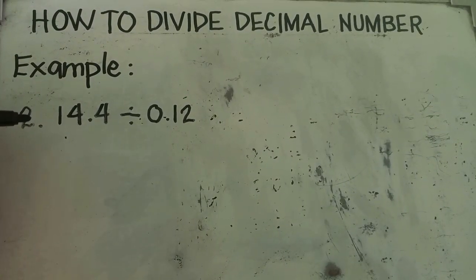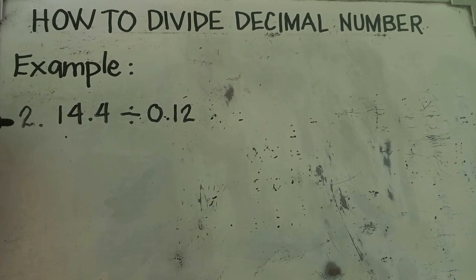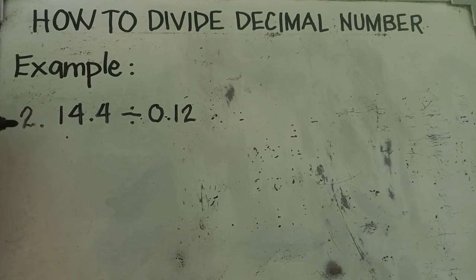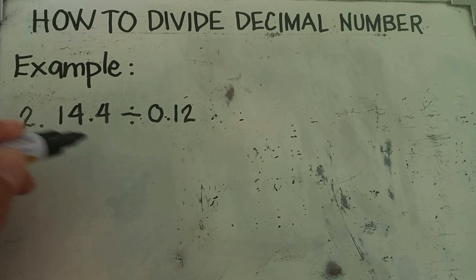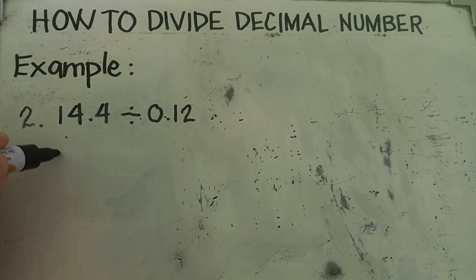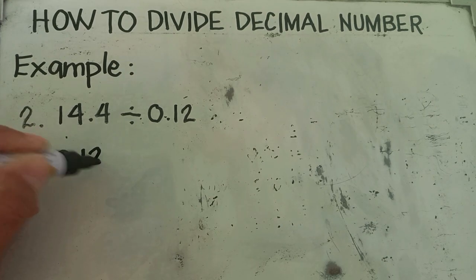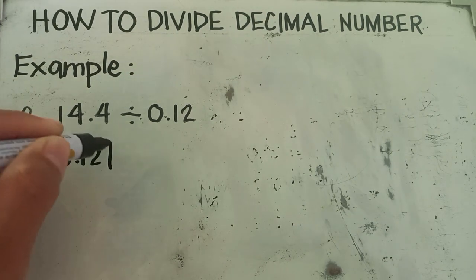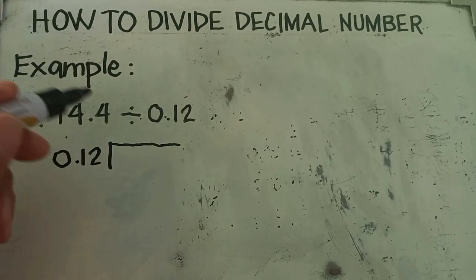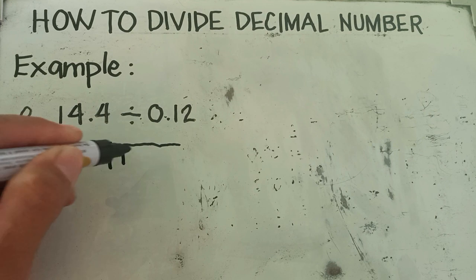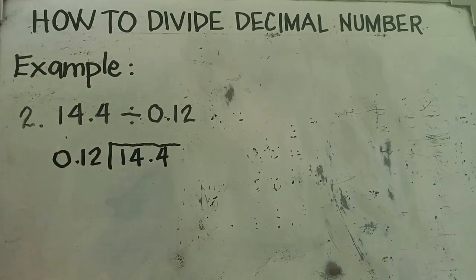For our example number 2, we have here 14 and 4 tenths divided by 12 hundredths. So ngayon, rewrite muna natin. Sulat natin dito ang divisor, 0 and 12 hundredths. Then write the division symbol. Write natin dito ang dividend na 14 and 4 tenths.